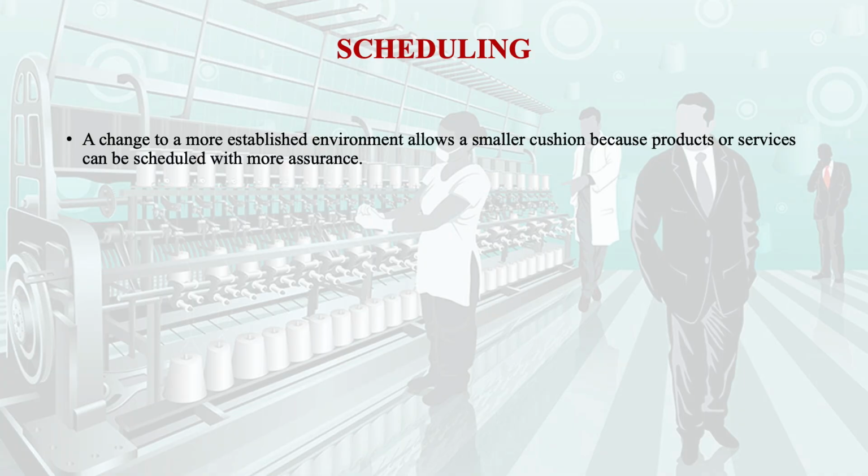Another important factor is scheduling, because the whole operation in the production department works on the schedule. Therefore, a change to a more stable environment allows a smaller cushion, because we are making the production schedule as per the capacity, and we get more assurance.